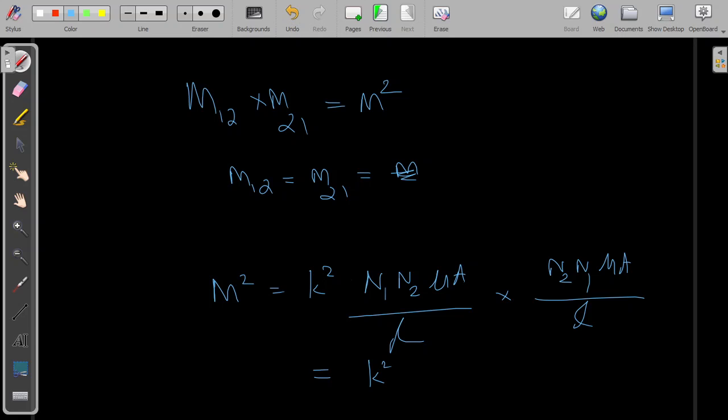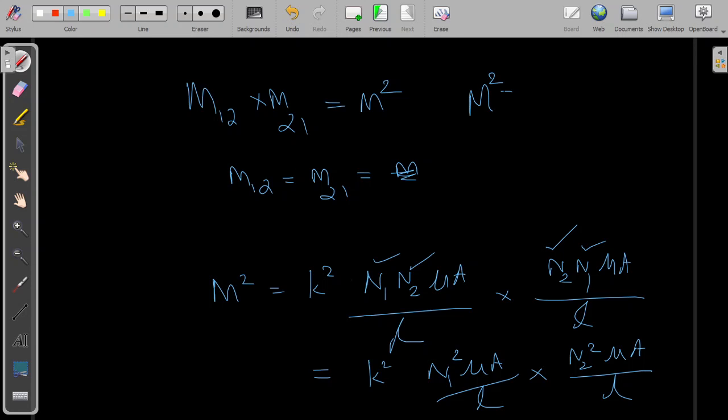I'm clubbing this N1 here and N1 here. So K square N1 square mu A by L into, again clubbing N2 and N2 here, N2 square mu A by L. So M square will be equal to K square, this N1 square mu A by L is L1, this N2 square mu A by L is L2, K square L1 L2. So K will be equal to M by root L1 L2.